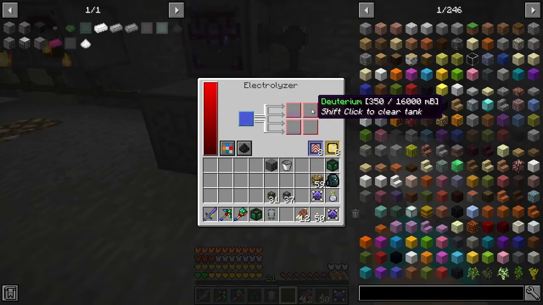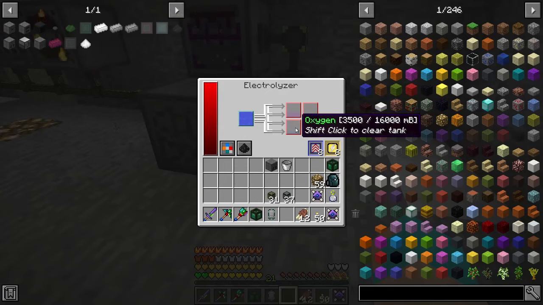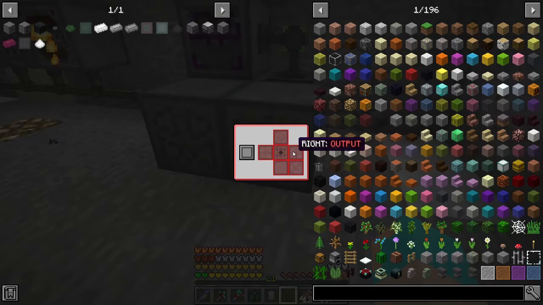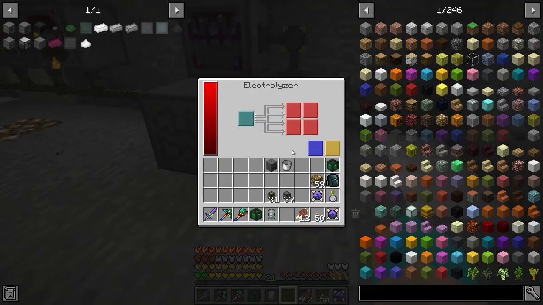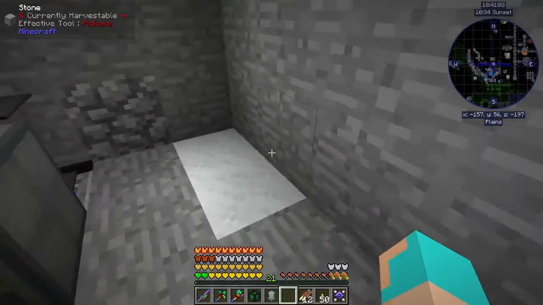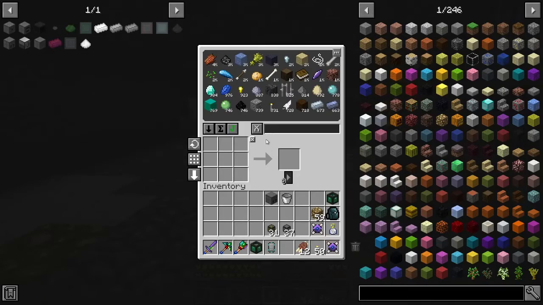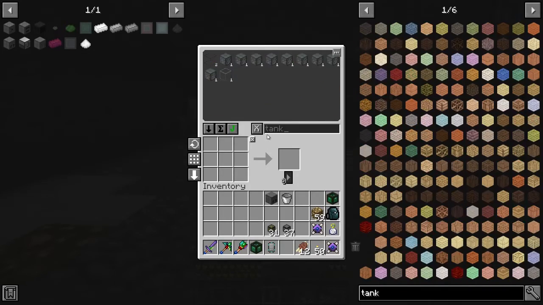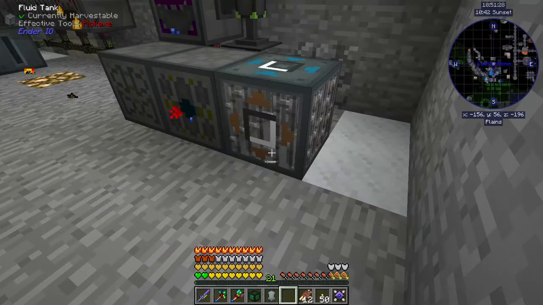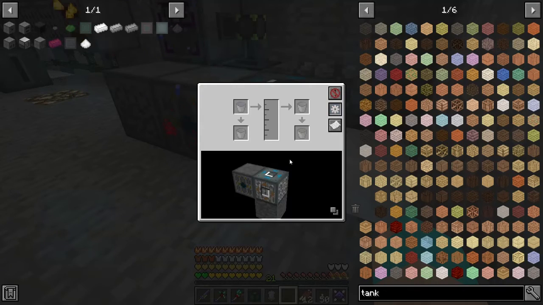Shift click to clear tank. What we want is this one to output on the right. We'll disable all the rest of these. That one to output on the right. Okay? And then we will put another tank here. Clear this.